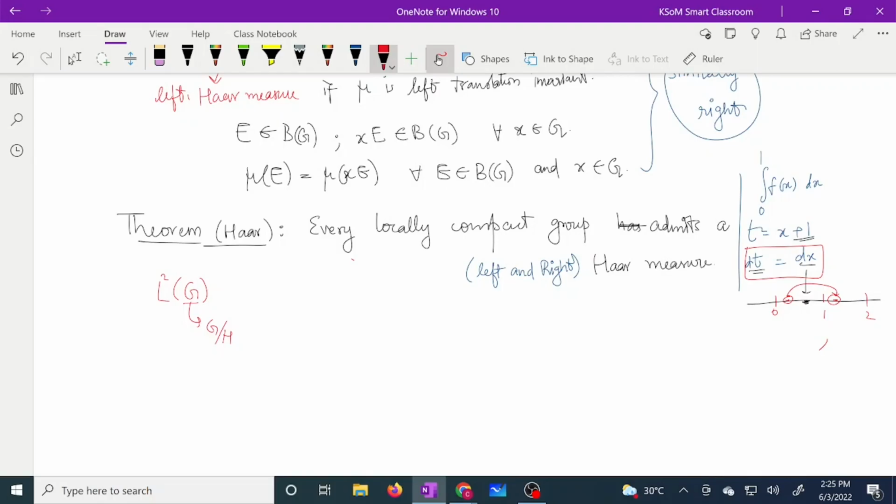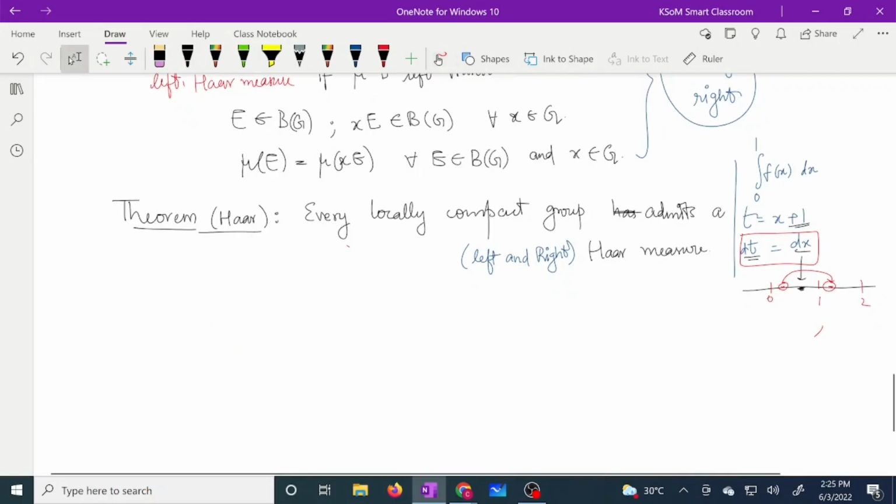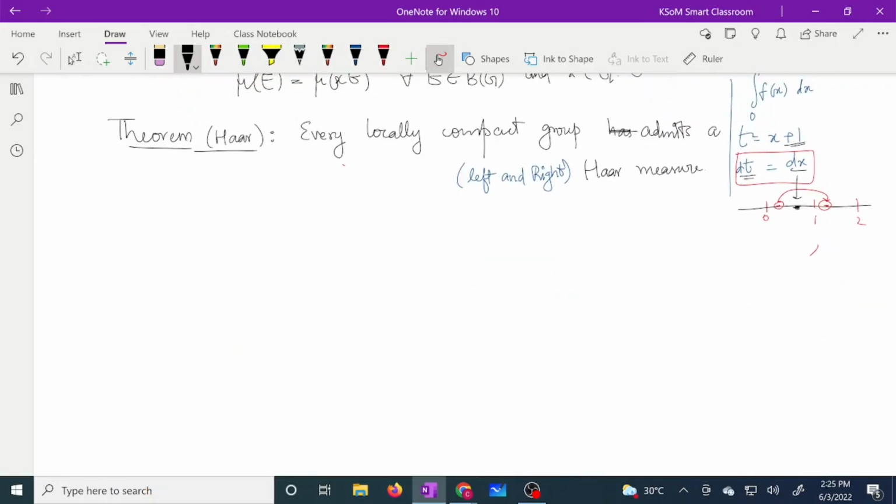So the point I want to make is that this is a very important result, and you should not take this lightly. There is an even more interesting result than this.